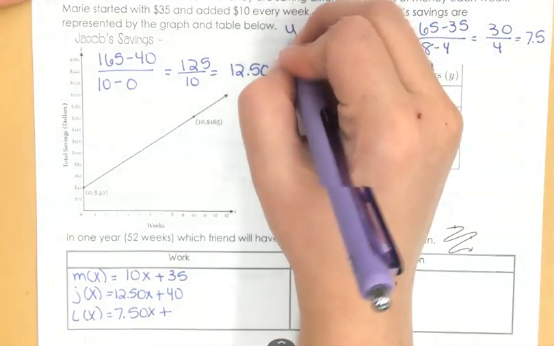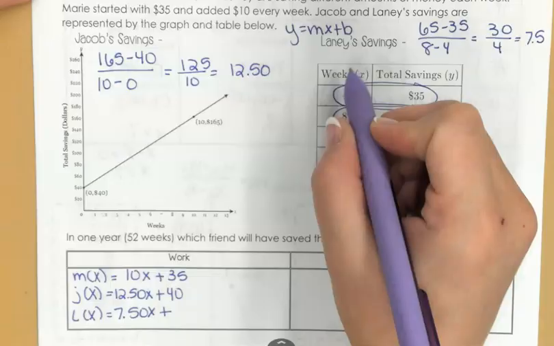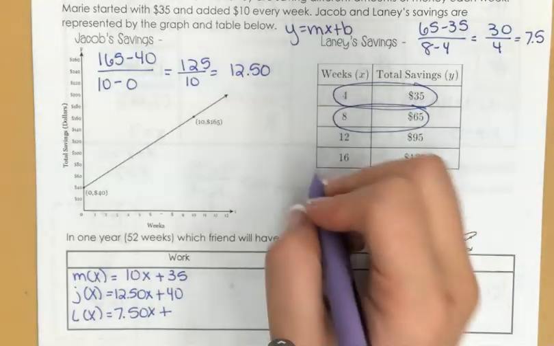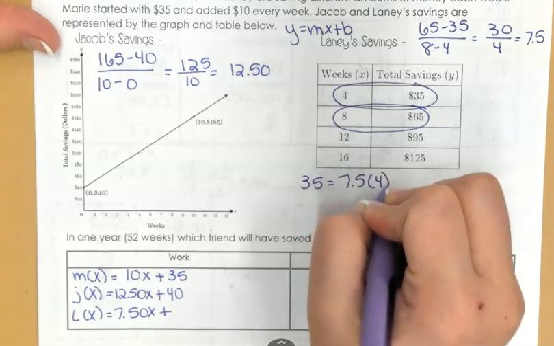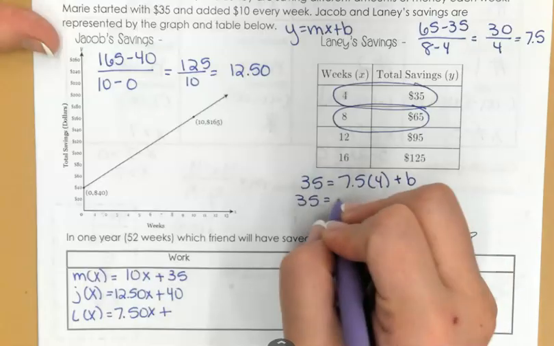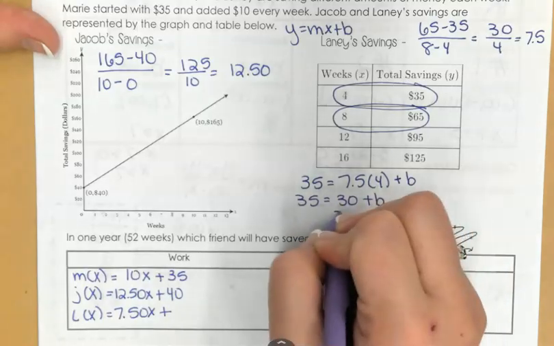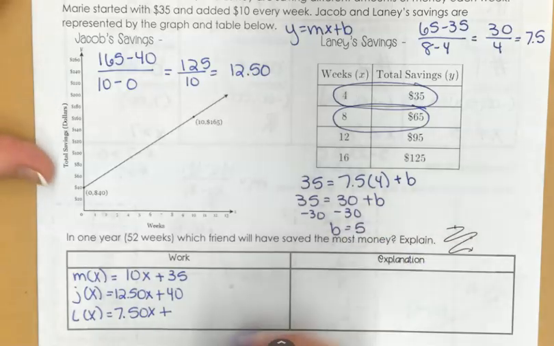So again, remember y equals mx plus b. This is my slope. I'm going to use the first xy pair just to keep my numbers as small as possible. So 7.5 times 4 is 30. Subtract. And we get that our b value is 5. So Lainey started with $5.